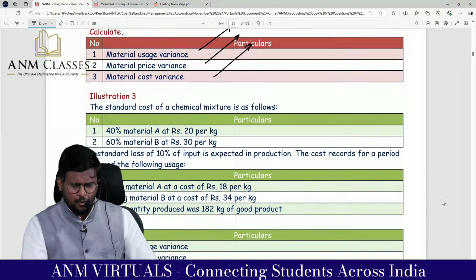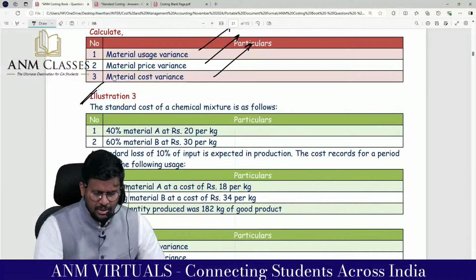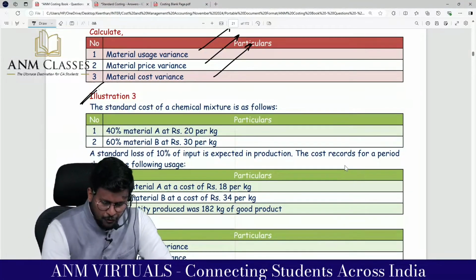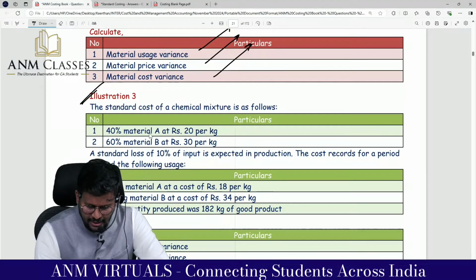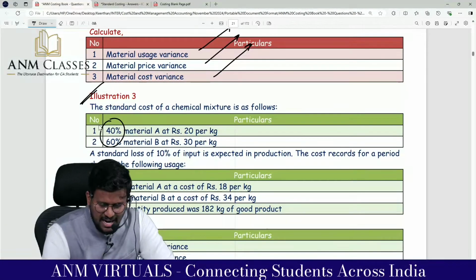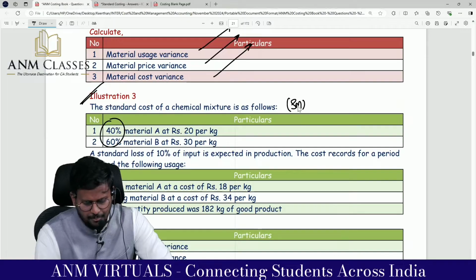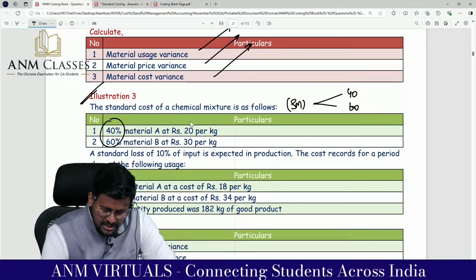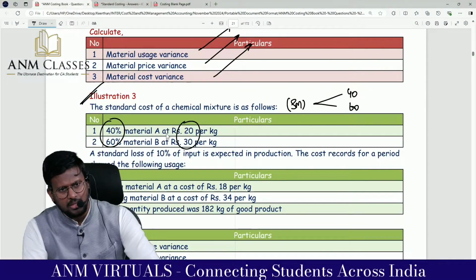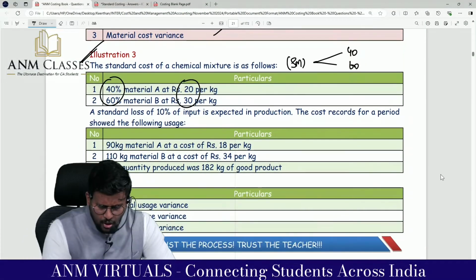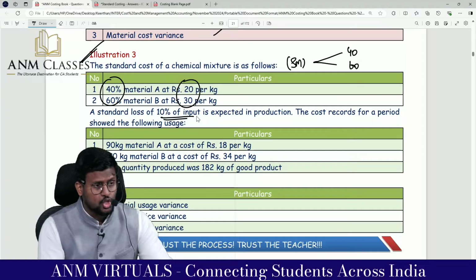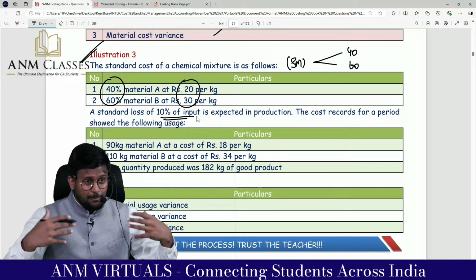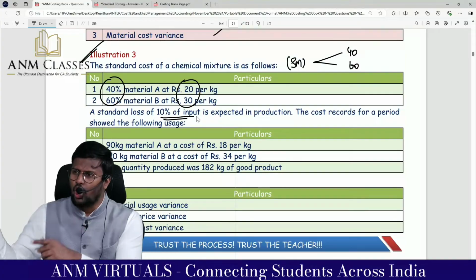Moving to the last question for the day, illustration number 3. The standard cost of chemical mixture is as follows: 40% of material A at 20 per kg. This is the standard mix, 40, 60. This is the standard price, 20, 30. A standard loss of 10% of input. So they are expressing the standard loss on input.